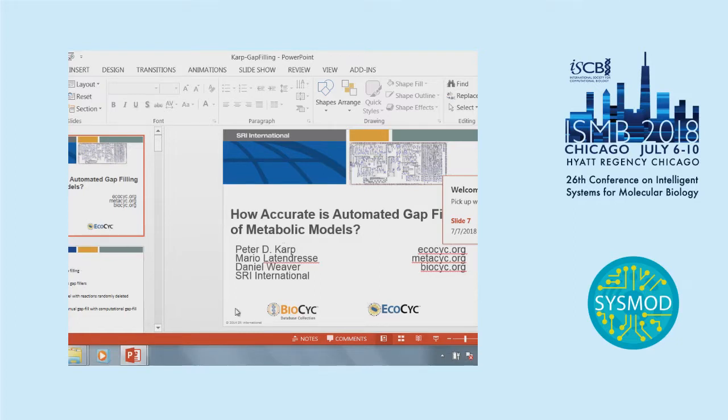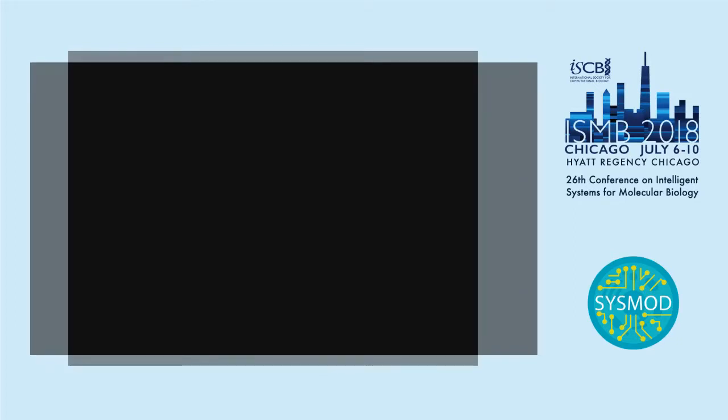...accurate are automated gap filling methods, which are frequently used in the reconstruction process of genome scale networks.